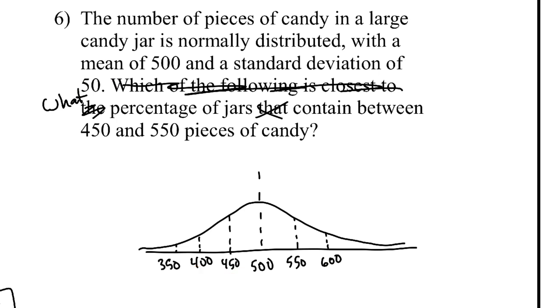And what we might remember is that within 1 standard deviation, that's 68%. Within 2 standard deviations, that's 95%. And within 3 standard deviations, that's 99.7%. So in this case, we're looking at between 450 and 550, like that. And so that's going to be 68% of all of the data.